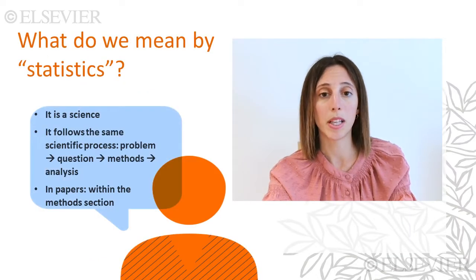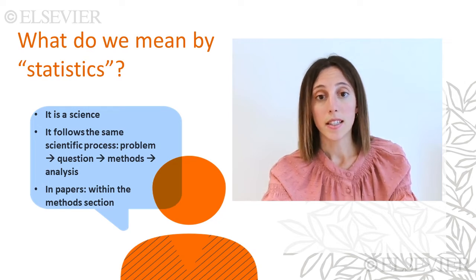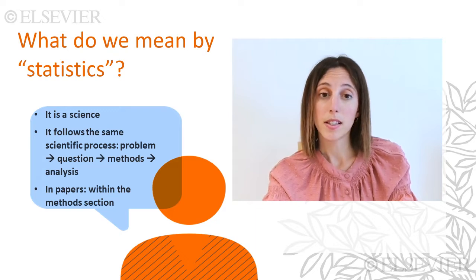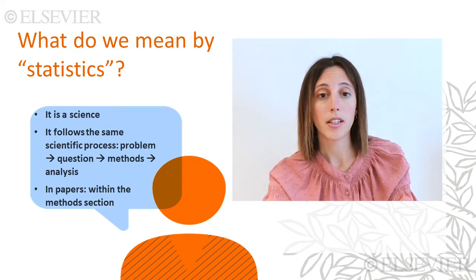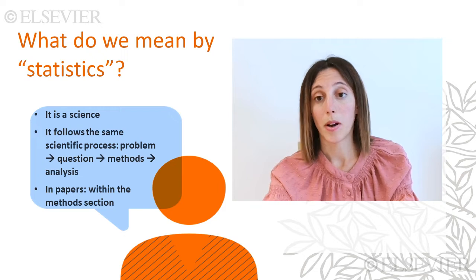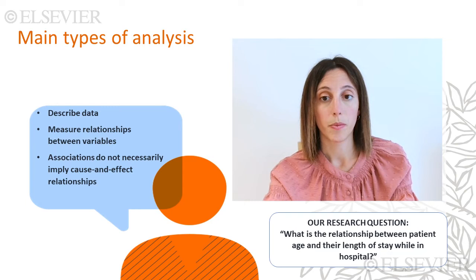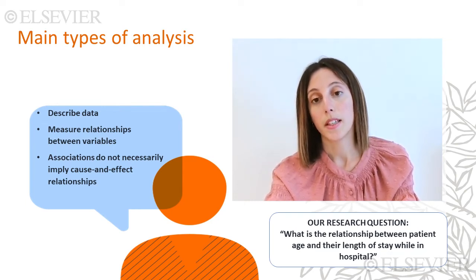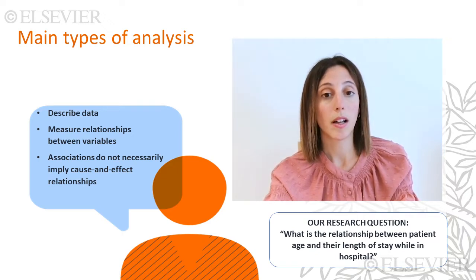So first of all, what do we mean when we talk about statistics as a science? As with everything in science, stats start from a problem, formulate a question, consider the correct methods, the statistical tests to answer that question, including which data will be required, and then analyze the data. Usually when reading a paper, we find information about the statistics or data analysis within the methods section before the results section. As always in our videos, I will come up with a research question that we will use. And this will be, what is the relationship between patient age and their length of stay while in hospital?